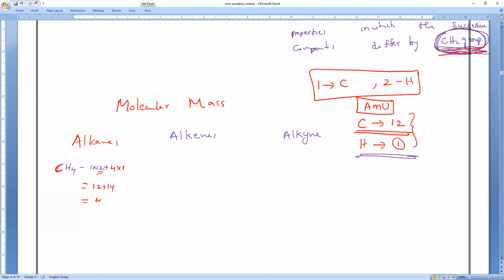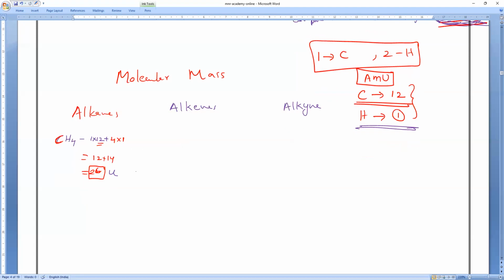Sorry, 12 plus 4, I thought it was 14. 12 plus 4, how much is it? 16 U. Clear? Yes. Next, the second compound.